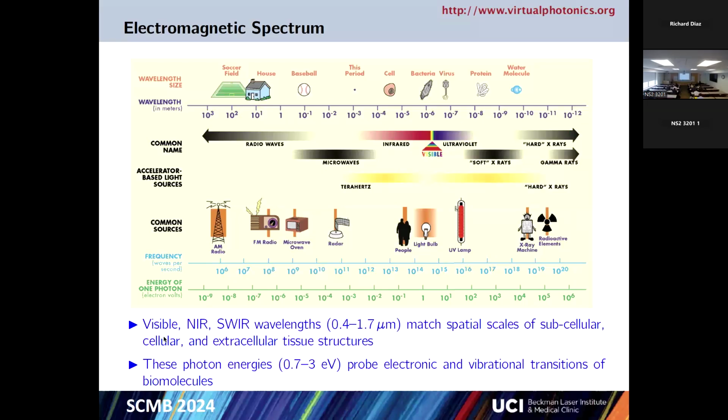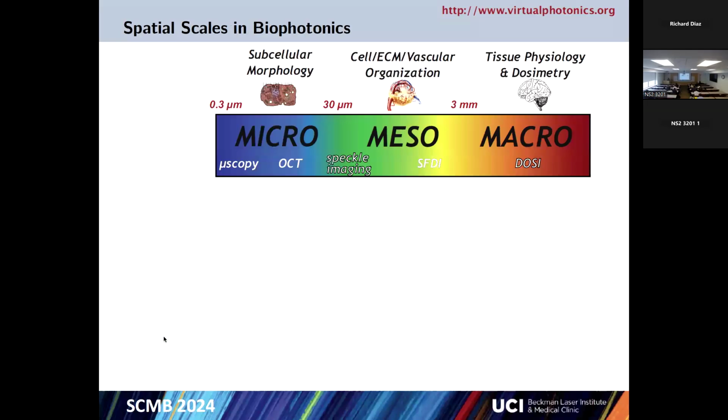And then if you go into X-rays, you actually go through the whole electron cloud and you're probing the nucleus. Okay, so that gives you kind of where we stand in biomedical optics and the value it has. So now let's talk about spatial scales.